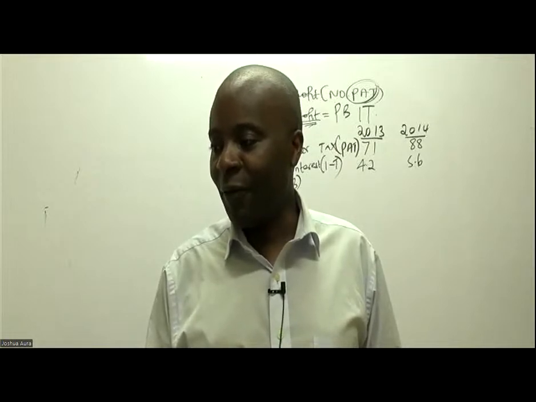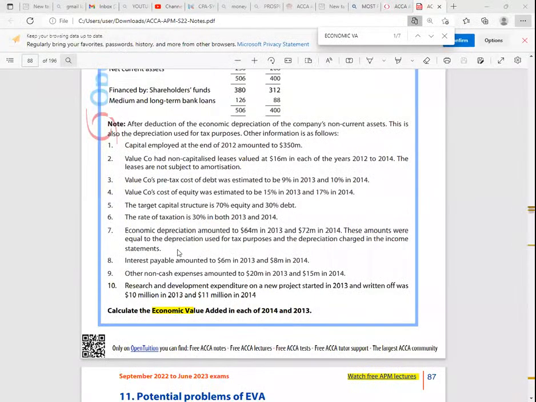Ladies and gentlemen, from there, we got the next one. Number 3, value company's pre-tax cost of debt was estimated at this. This will help me to calculate WACC. The same case with note number 4, and note number 5. Number 6, I've seen where I'm using it.